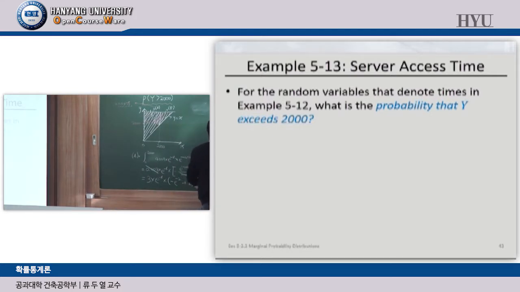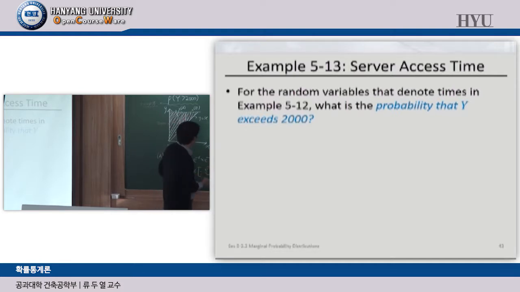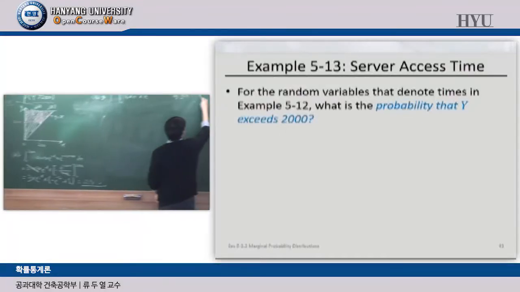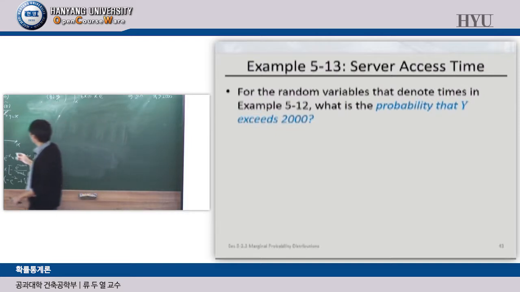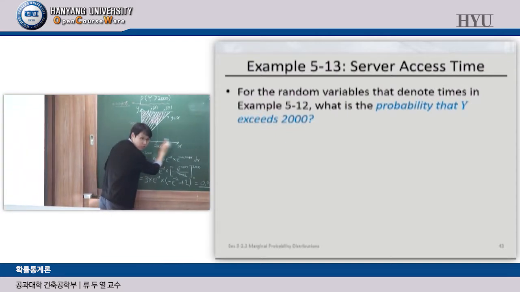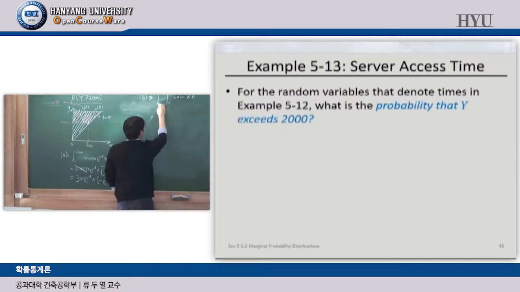So the integration should be from x to infinity, right? Because in this zone, y should always be larger than x. So the starting point of this integration should be from x to infinity. But in this case, x always should be larger than 2000, right? Because the zone is from 2000 to infinity. Okay? So what about x? That should be from 2000 to infinity.